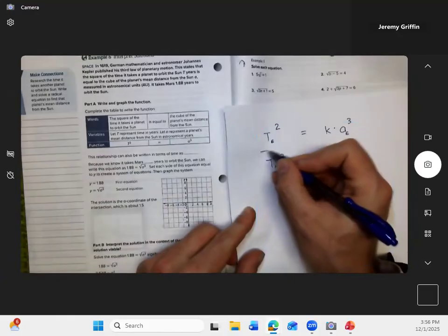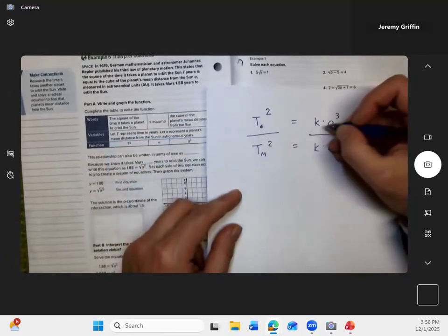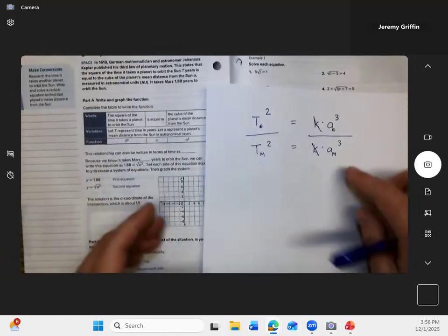Okay? Now, what you could do, or at least this is how I might approach it, is divide one equation by the other equation. This constant cancels out, which your book never mentioned. So that's where it goes away anyway.